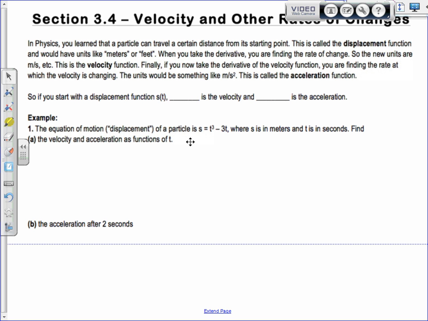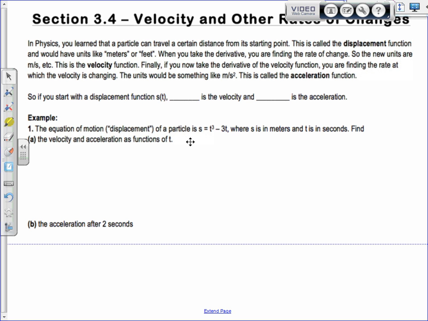So what's the other word we use for going out and coming back? Distance, right? So the distance you travel is 6 miles, the displacement, the amount you move from the starting point, would be 0. When you take the derivative, you're actually finding a rate of change.